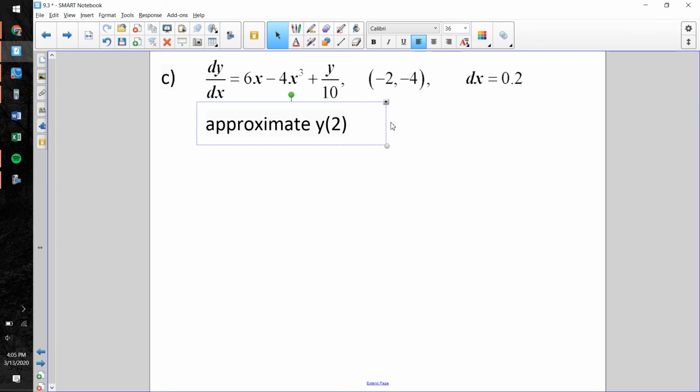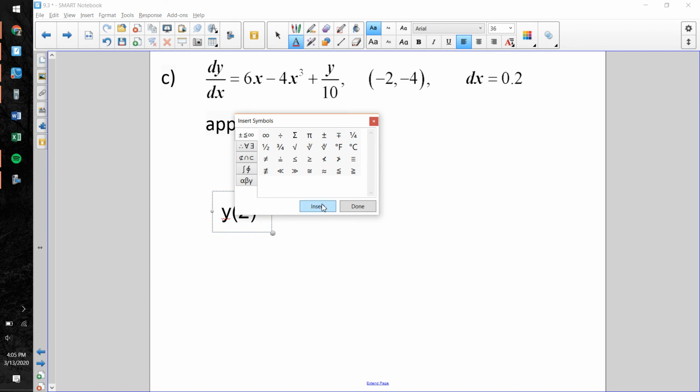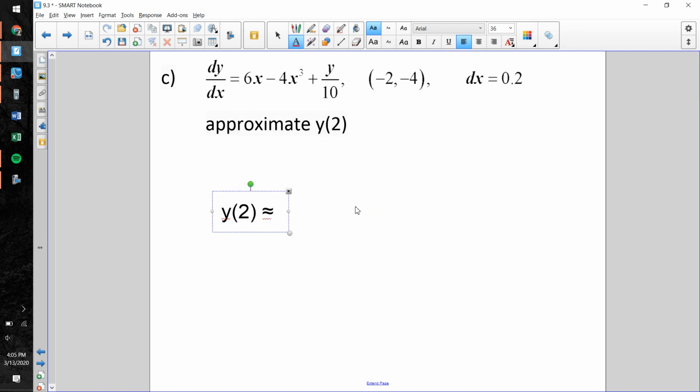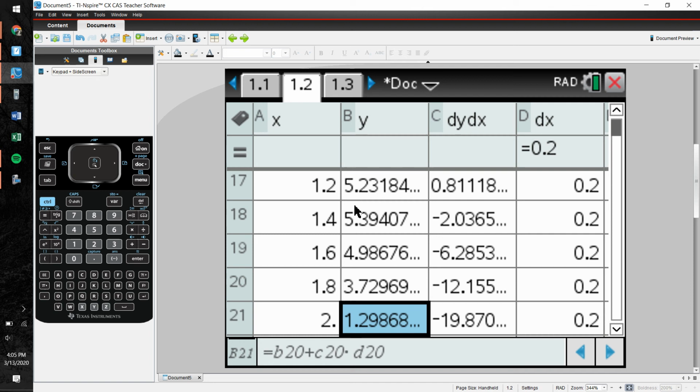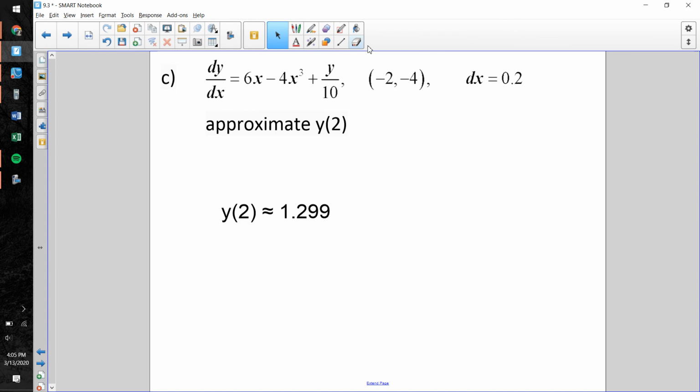1.299. So we're going to go ahead and type that in right here, everybody. That y of 2, let's do it right. That y of 2 is approximately equal to positive 1.299. And that takes care of that, everybody. It is just that easy once you get your formula typed in.